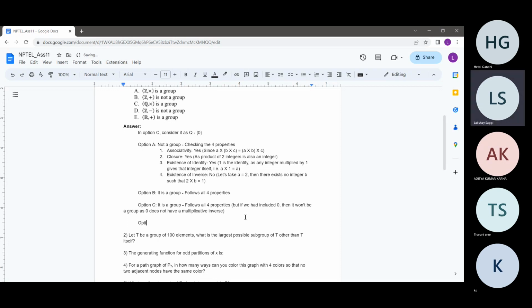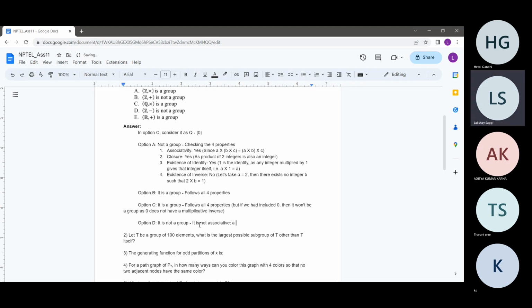So similarly, now let's come to option D. So option D is saying that Z, the set of integers, comma minus is not a group. So actually this statement is true that this is not a group. Basically the set of integers over subtraction operation, it is not a group. And why is this the case? You can just check the first property itself, that associative won't hold. It is not associative.